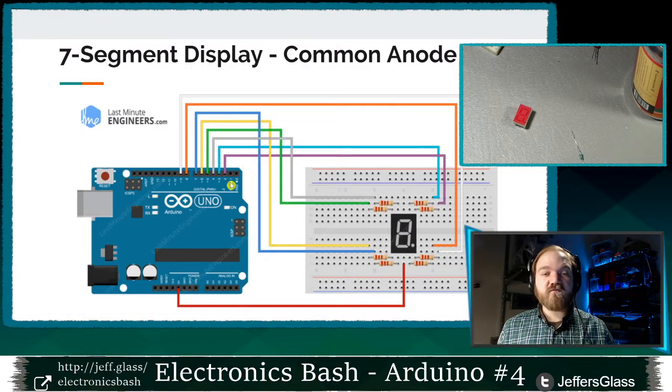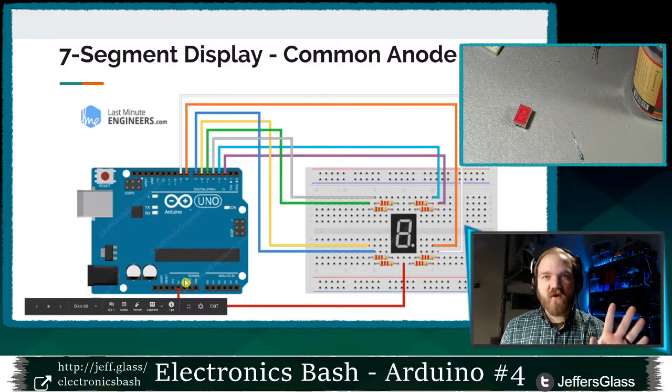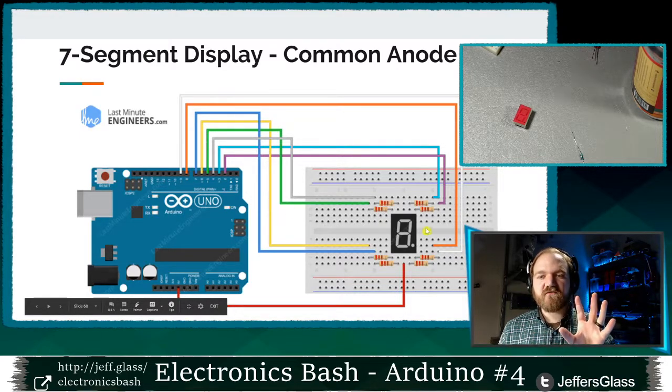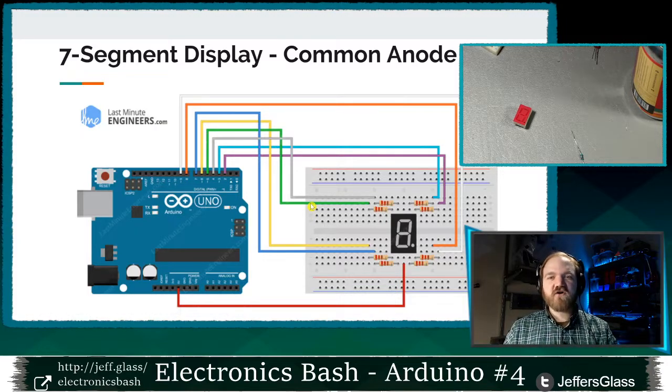So then your current flow will be, when we turn these digital pins high, current will flow from a digital pin through the resistor, through the LED, and then back to ground. So that's the only wiring change you'll need to make. The code we're about to look at is written for this style, but I'll try and point out as we go where you'd have to make changes to accommodate the common cathode style of display.